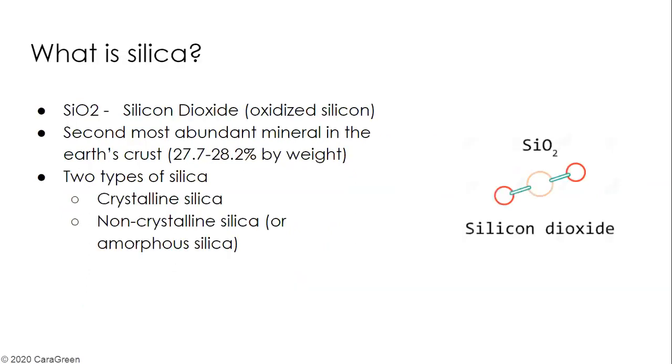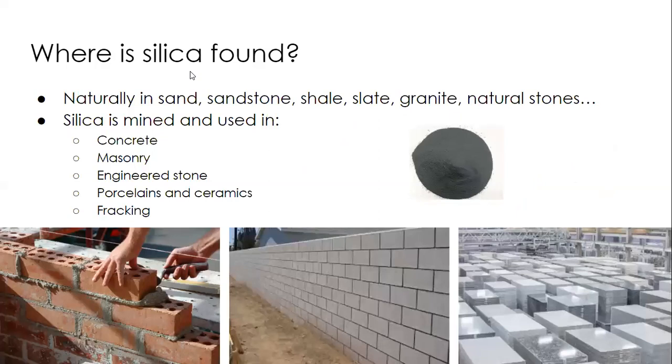So what is silica? Silica is oxidized silicon or silicon dioxide. There's a chemical rendering of it there on the right. It's the second most abundant mineral in the Earth's crust. So there's a lot of it. There's two types, crystalline silica and non-crystalline silica, which is also referred to as amorphous silica.